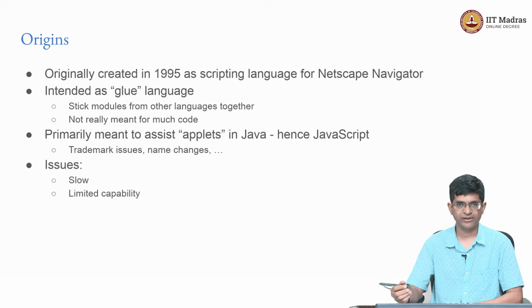Given the fact that it was primarily designed to assist the so-called applets being designed in Java, it was called JavaScript, which of course led to trademark complaints and people saying, oh no, you're trying to ride off the popularity of Java. Then there were a couple of other changes in name, but the point is the name JavaScript pretty much stuck, to the point where JavaScript today is as well known as Java, even though they have very little in common except for that part of the name.